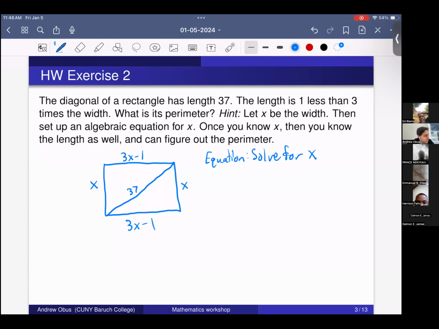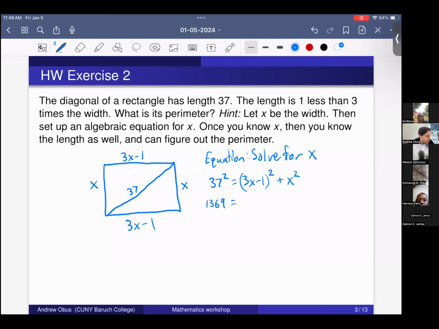So we have 37 squared will be equal to (3x minus 1) all squared plus x squared. Exactly. Very good. And so this is, I think, 1,369.